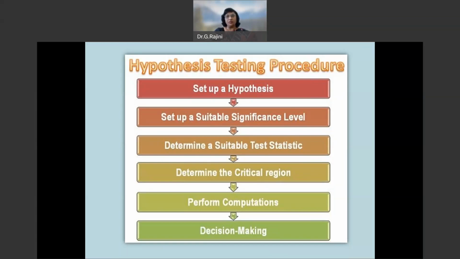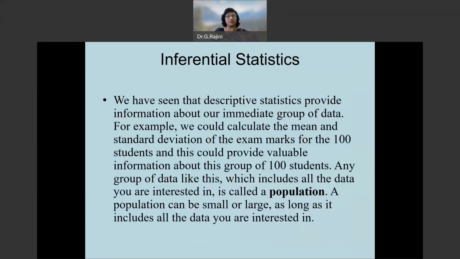See here, when you fix the significance level, we generate p-values. In the p-value, we understand how much risk we can take when we reject the null hypothesis. So you determine a suitable test statistic as well, and then you determine the critical region. We perform all the computations, and then we come to a final decision whether we accept or reject the null hypothesis, or we fail to reject the null hypothesis.